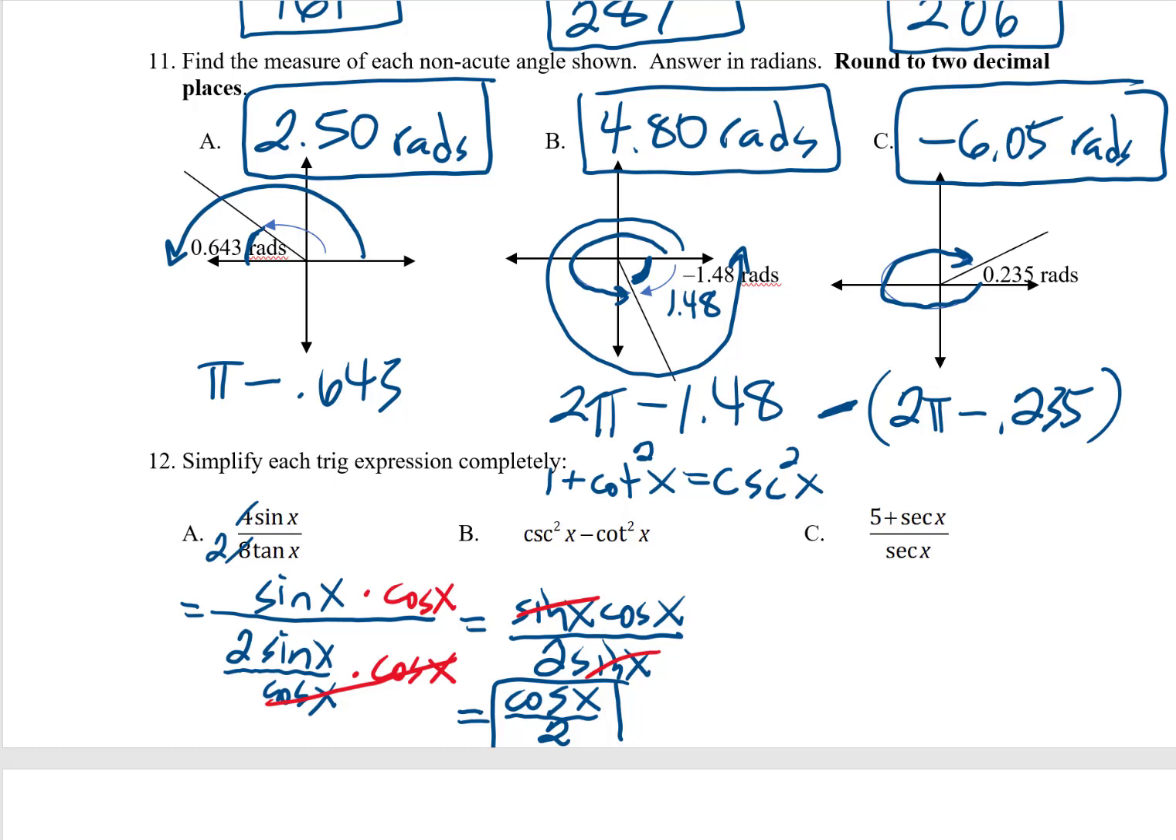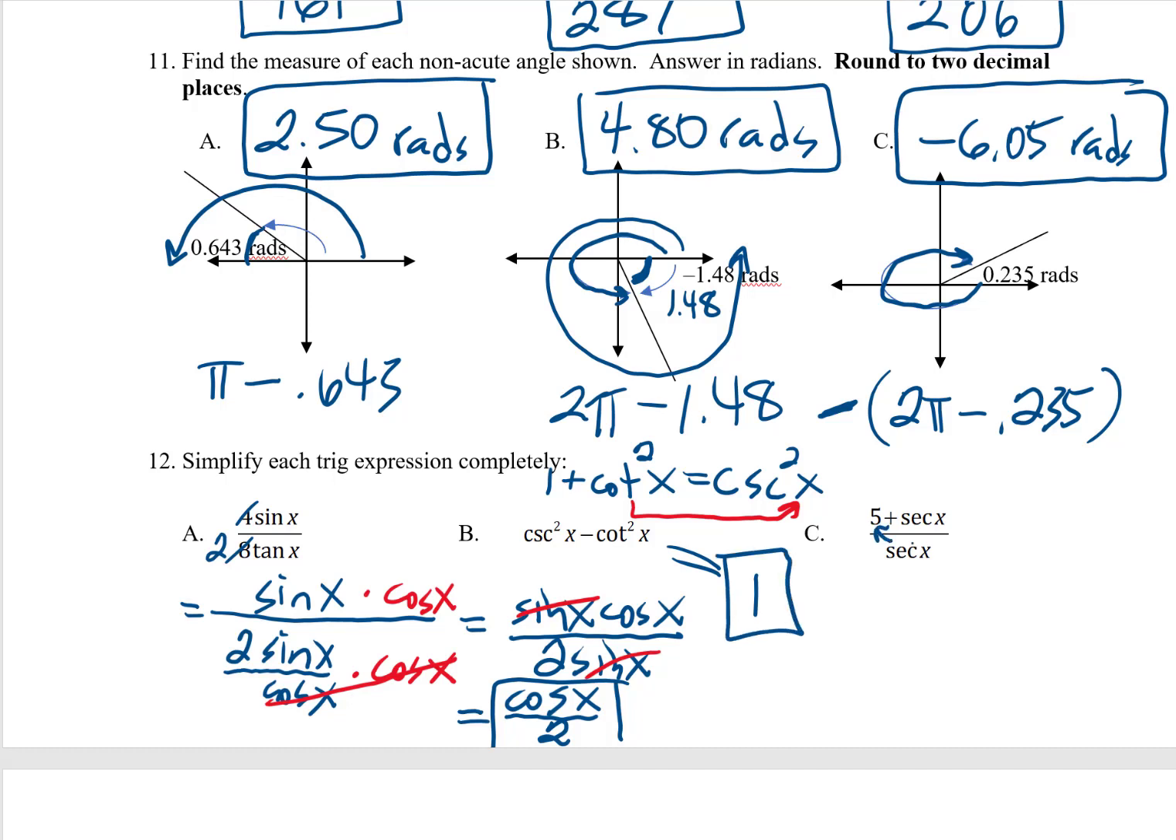I'm looking for cosecant squared minus cotangent squared. Well, that's going to be really easy. I can have that by just moving that term to the other side. And then it'll say cosecant squared minus cotangent squared is simply equal to 1. And that's it.